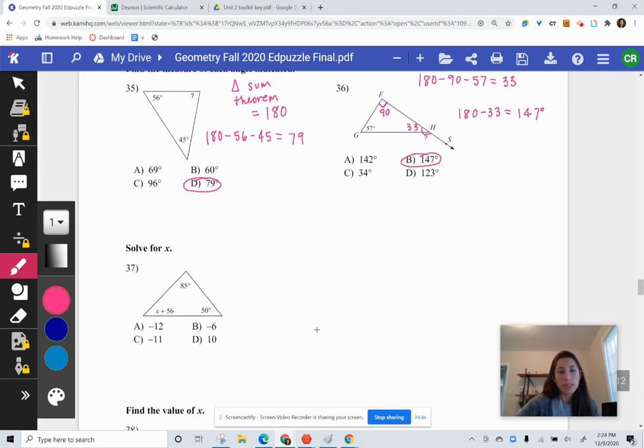And we've got one more triangle sum. We need to add all of these together and equal it to 180. So I'm going to start with x plus 56. We're going to add that with the 50, with the 85, and we're going to set that all equal to 180. So I would combine all your like terms. So we've got 56 plus 50 plus 85. So that's going to be x plus 191 equals 180. We could subtract 191 on both sides. And that will be negative 11.